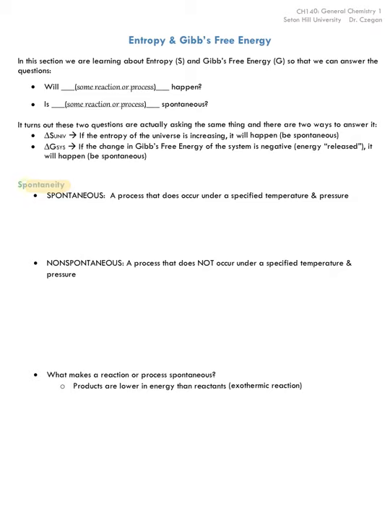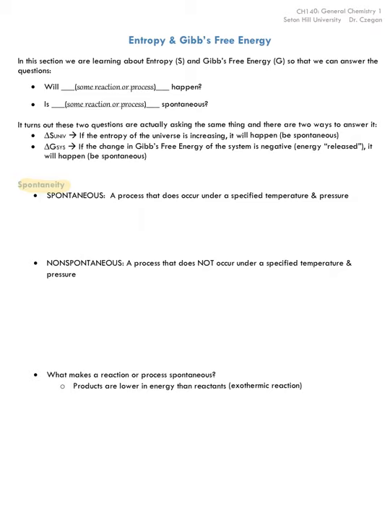In chemistry, spontaneous means that a process or reaction will happen. It doesn't necessarily mean it happens fast. It could happen very slowly. It just means that it happens. In order to define whether or not a process would happen, we have to specify the temperature and pressure we're looking at. So spontaneity, whether a process can happen, depends on what temperature and pressure it is at.